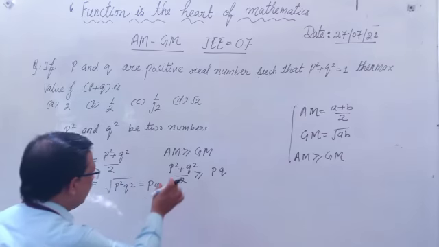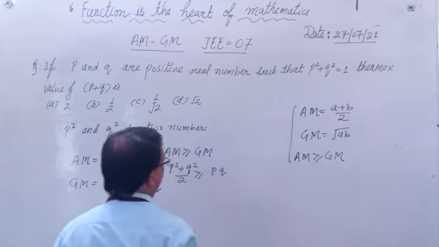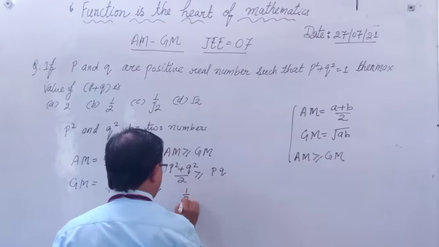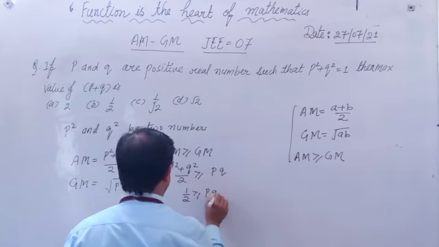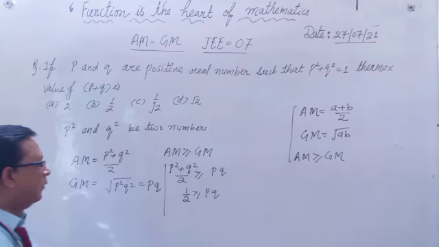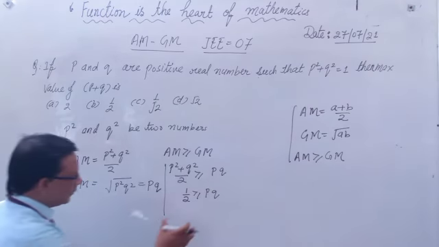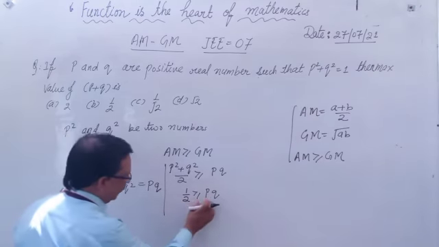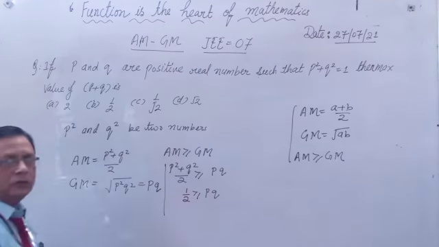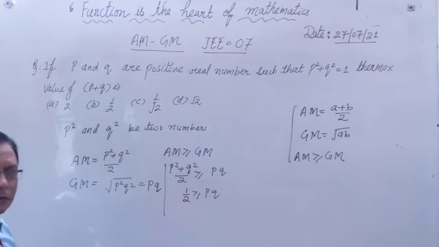Since p square plus q square is equal to 1, this gives 1 by 2 is greater than or equal to pq. From this inequality we see that our pq is less than or equal to 1 by 2.